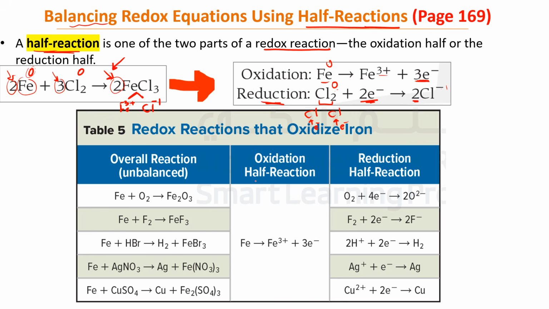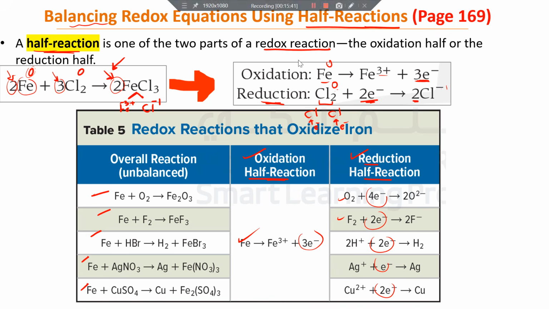And these are some examples of the oxidation half reaction and the reduction half reaction. These are the original reactions, and this is the oxidation half, and this is the reduction half, for each of these reactions. Each reaction can be split into two parts, an oxidation part and a reduction part, and notice that they include the electrons. Okay? So you can have a look at this table, and if you have any question about it, you can tell me later. We can discuss it inshallah.